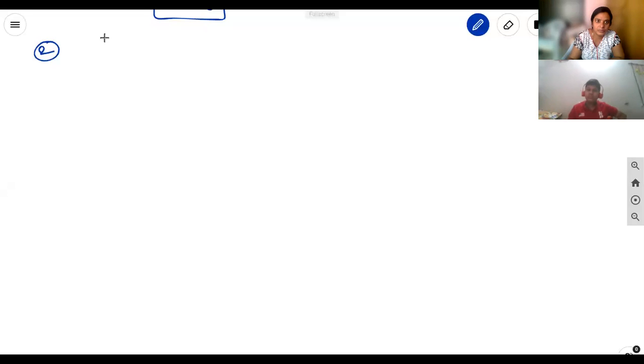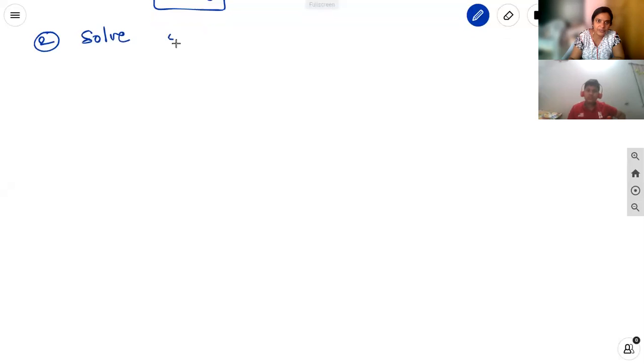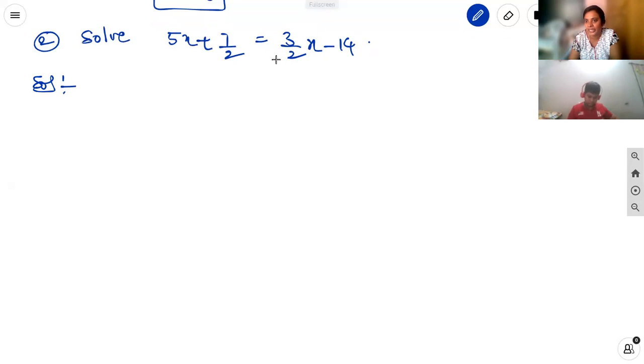Solve 5x plus 7 by 2 equal to 3 by 2 x minus 14. In this case, both sides of the equation have x and constant terms, but the x coefficient is in fraction form. Here on the left hand side the constant is in fraction form. Both fractions have 2 as the denominator. First we simplify that.